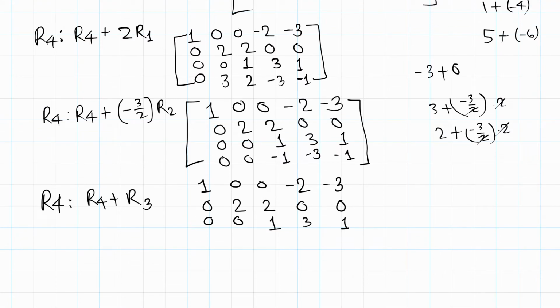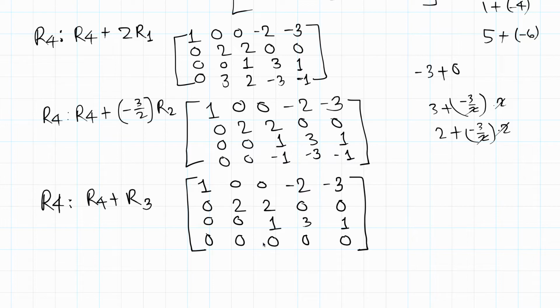Okay, now R4 plus R3. Okay, we are adding R4 with R3. 0 plus 0, 0, 0 plus 0, 0, negative 1 plus 1, 0, negative 3 plus 3, sorry, 0, negative 1 plus 0. Oh, all 0.